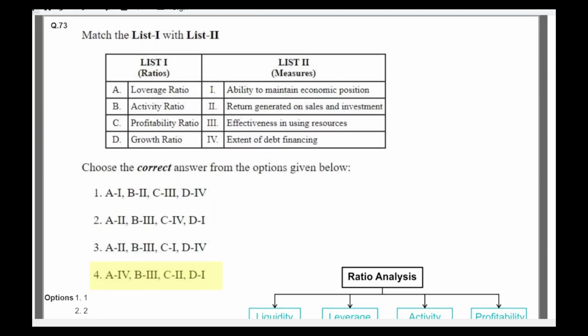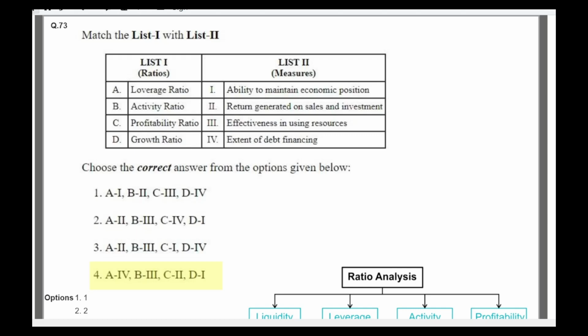And question number 23, it's my favorite question. In the December 23 video, I have already told you about these ratios because it's the most expected question, and the question is again asked here in 24. What is leverage ratio? Leverage ratio is the extent to which you can use debt in your financing. What is your activity ratio? Activity ratio is the effective use of your resources, and the profitability ratio is the return generated on sales. It's very simple. How do you get profit, what's the return on your sales or investment? That's your profit. So you could have answered this question very easily.